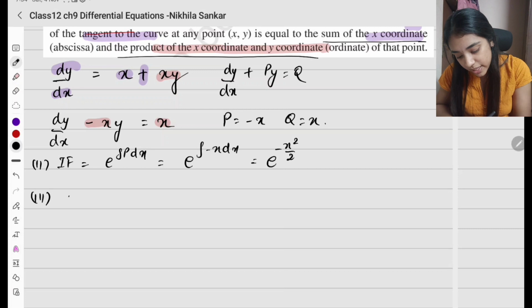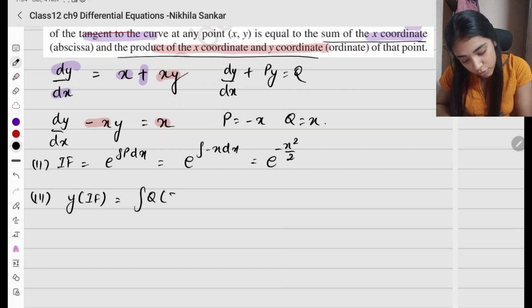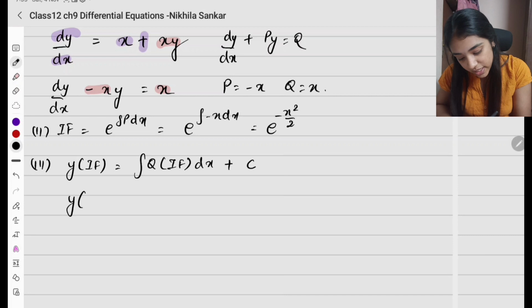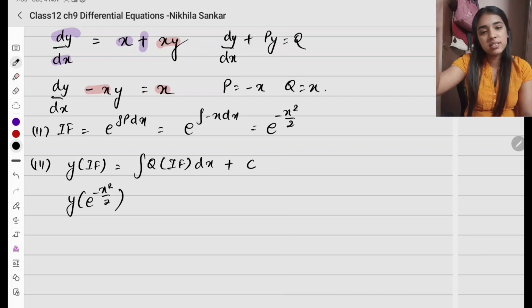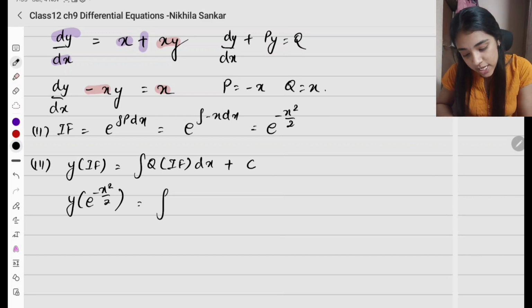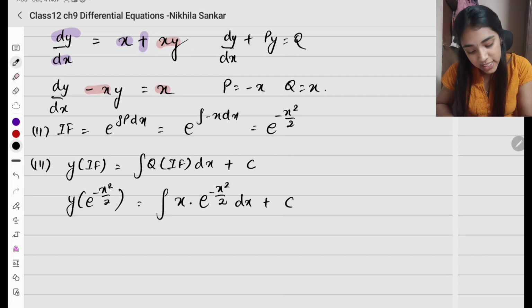Okay. Third step, what is it? y into integration factor equals q times integration factor times dx plus c. Now y times integration factor is e to the minus x square divided by 2. Don't ever disturb the left hand side. The integral is on the right hand side, and that is what we have to solve. Equals q, which is x into integration factor e to the minus x square divided by 2 times dx plus c.